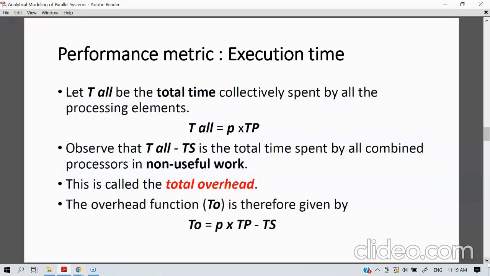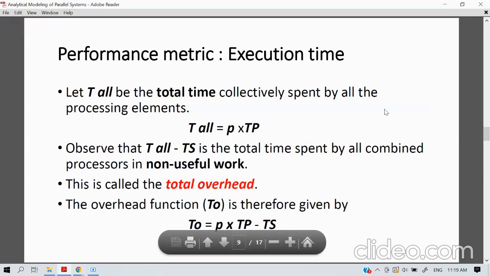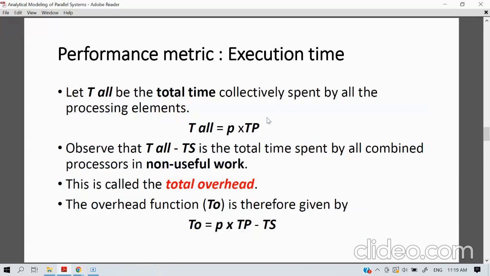So how to calculate, or we want to look at the formulation. Execution time: T all represents the total time collectively spent by all the processing elements. So we want to calculate the parallel runtime. It is represented as T all equals P multiplied by TP. So P times TP.